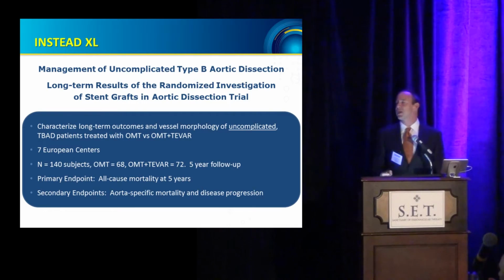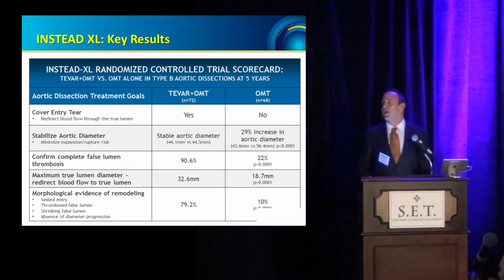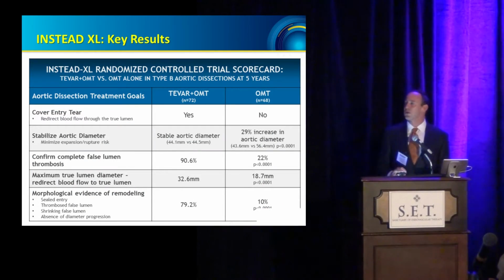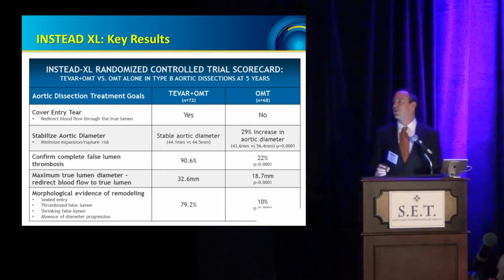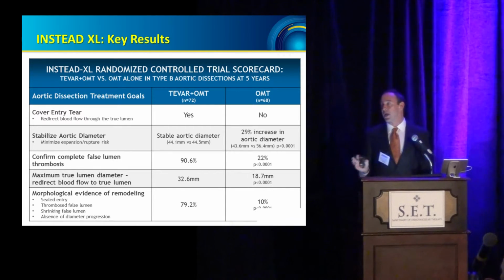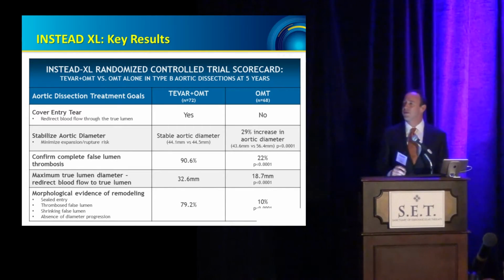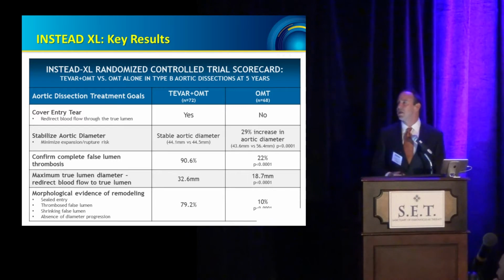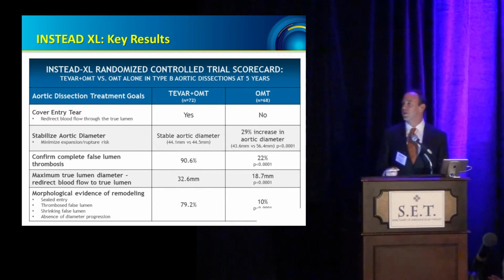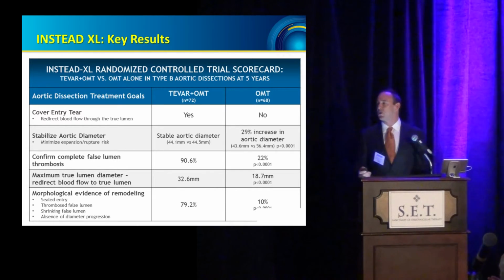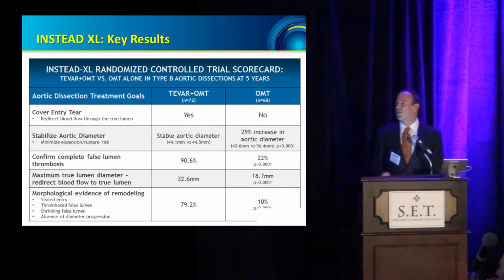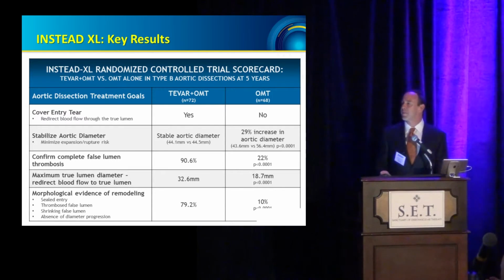The entry tear was covered for those who underwent TEVAR, and you can see here that overall aortic diameter was fairly stable for those with TEVAR compared to those who got optimum medical therapy, who had roughly a 30% increase in size. False lumen thrombosis was achieved in nearly 91% of the patients with TEVAR compared to only 22% of patients with optimum medical therapy. And you can see overall morphologic evidence of remodeling was nearly 80% in those patients who had TEVAR and roughly only 10% in those patients who got optimum medical therapy.